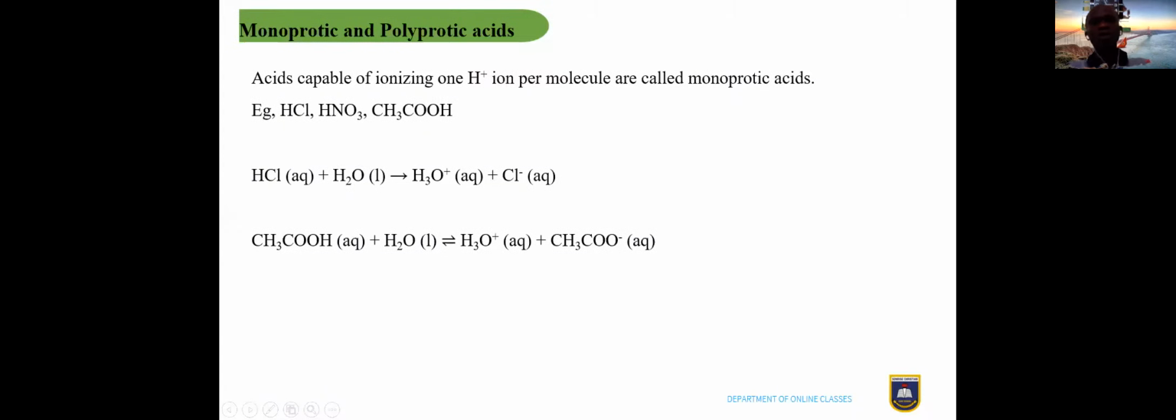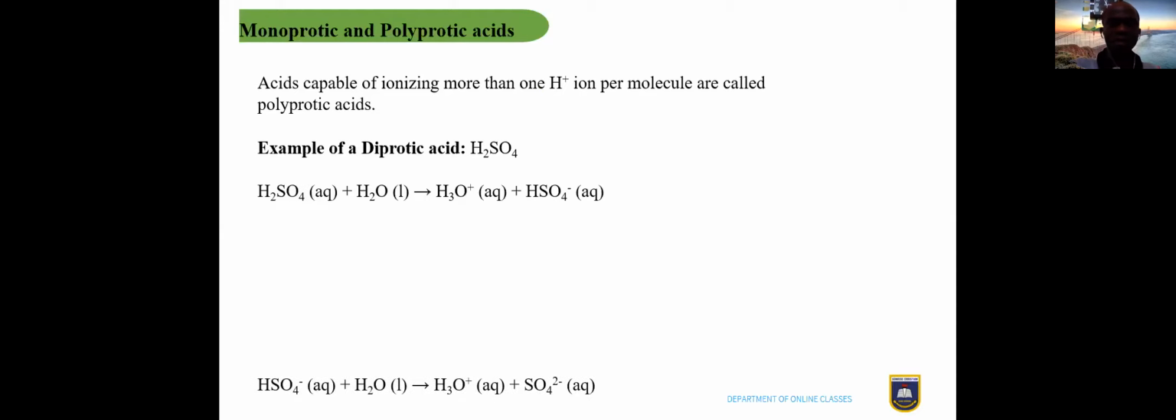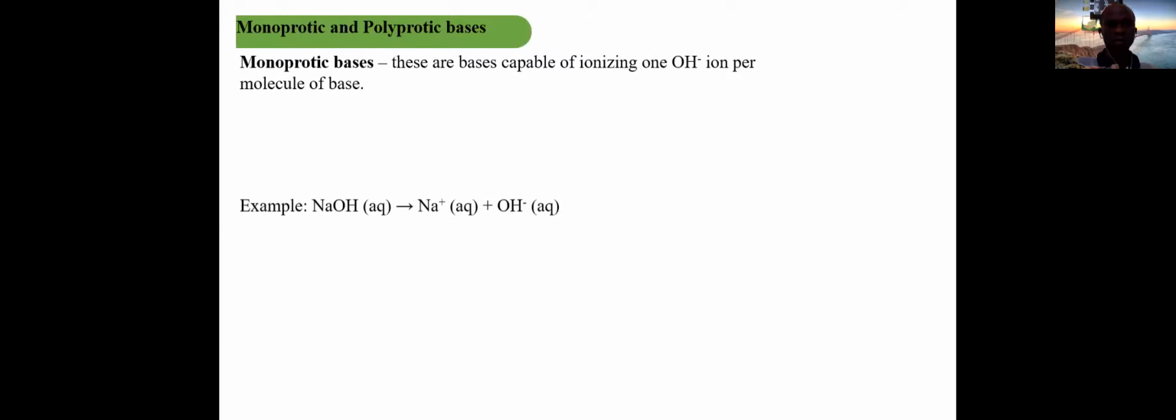You shouldn't just be able to define them, but you should be able to give examples. That's important. And also not just give examples, but be able to write chemical equations to show how they ionize only one H plus for monoprotic, how they ionize two H plus ions for diprotic, and how they ionize three H plus ions for triprotic, and so on and so forth. You should be able to write equations to depict that. Then we look at the bases, monoprotic and polyprotic bases. We look at all of that.